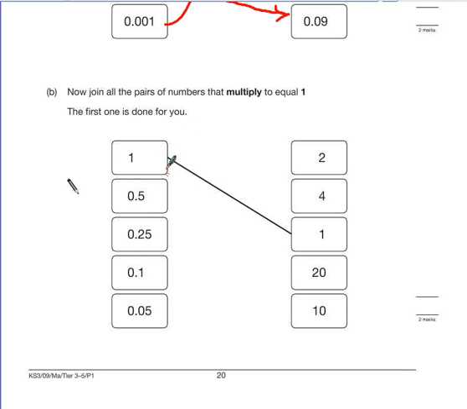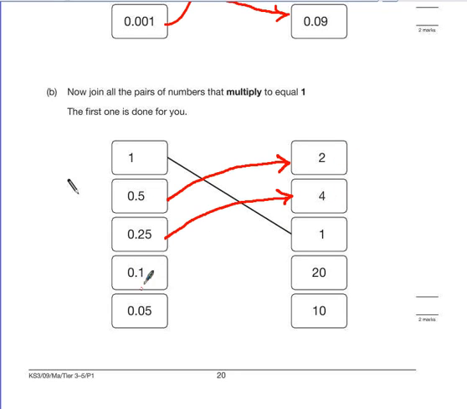So 0.5. 0.5 is the same as saying a half. So which number on the right can be halved to give you 1? Well, that's going to be 2. A half times 2 is 1. In a similar vein, 0.25, it's half of that, it's a quarter. So therefore, what number can be quartered to give you 1? Well, that's got to be 4. Each time this number is halved, the other number has to be doubled.